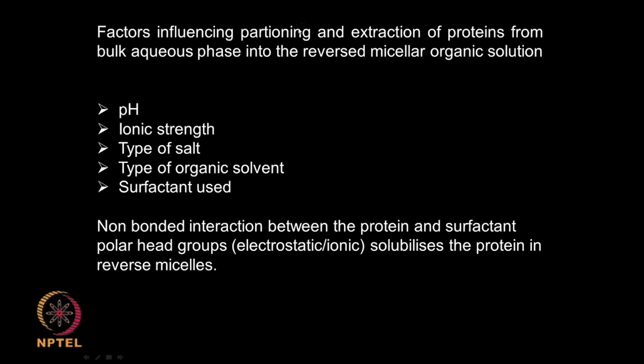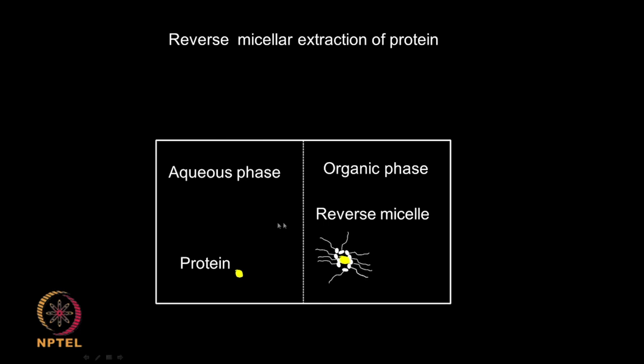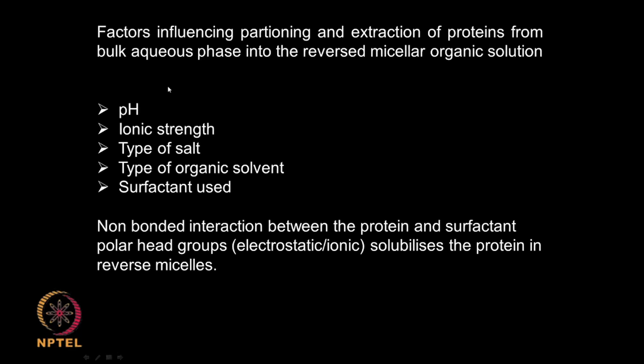What are the factors that influence the partitioning and extraction of proteins from the bulk aqueous phase into the reverse micellar organic solution? The proteins are originally in the aqueous phase, and you have taken them into the organic phase. If I do not do it in a reverse micellar form, the proteins will get denatured because they have come into the organic phase. But with a reverse micelle, I maintain their aqueous environment inside the polar cavity. So, what are the factors that affect this? The pH, the ionic strength, the type of salt, the type of organic solvent, the type of surfactant, and so on.